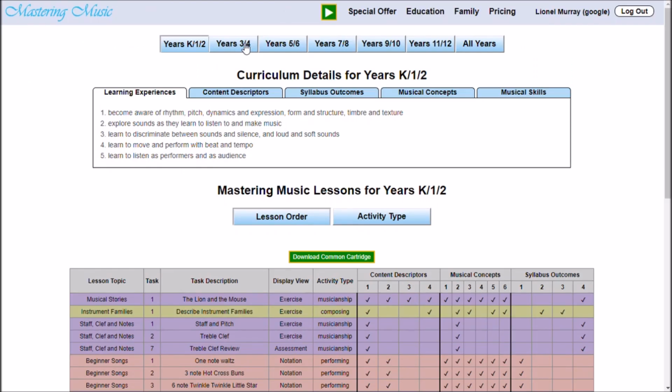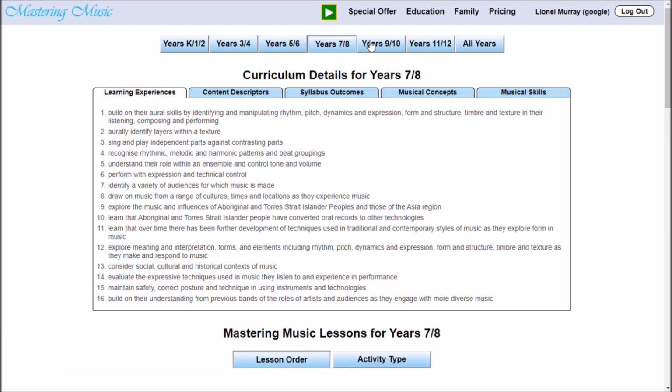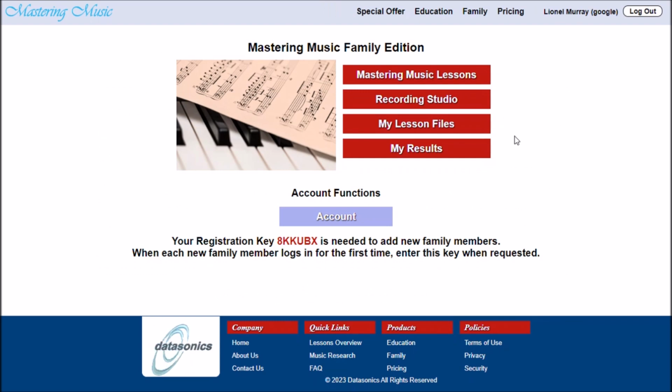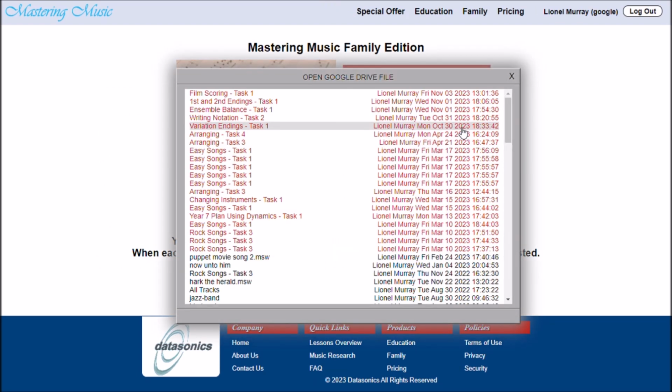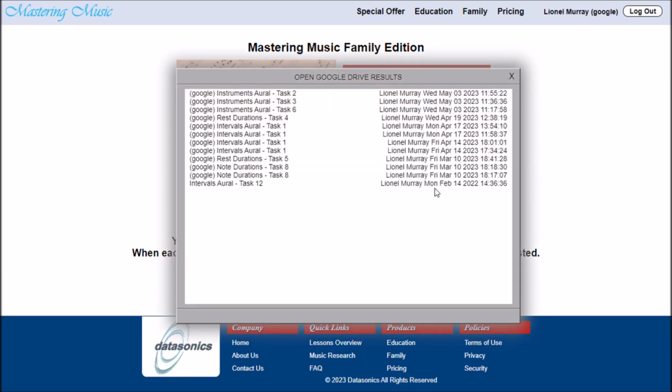All lessons are grouped by year level for quick and easy access, and the song lessons plus your own compositions can be easily accessed from the My Lesson Files page, with all the results accessed from the My Results page, making Mastering Music Online the most complete music package available today.